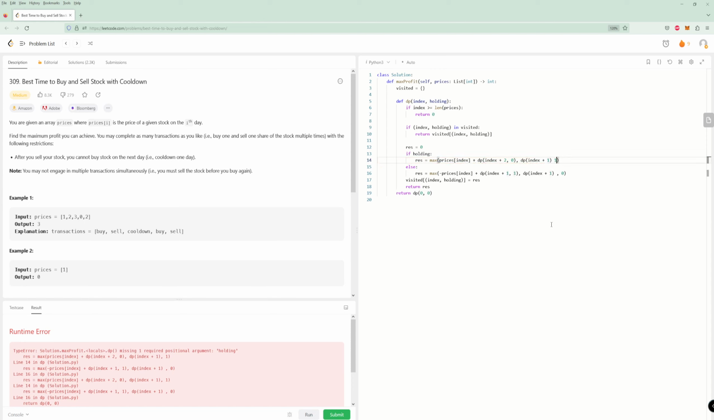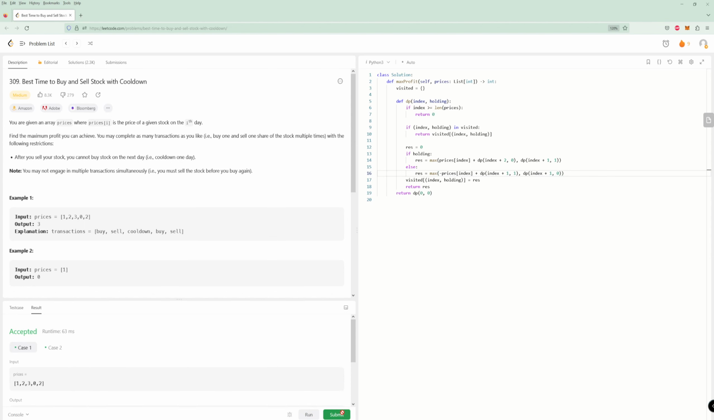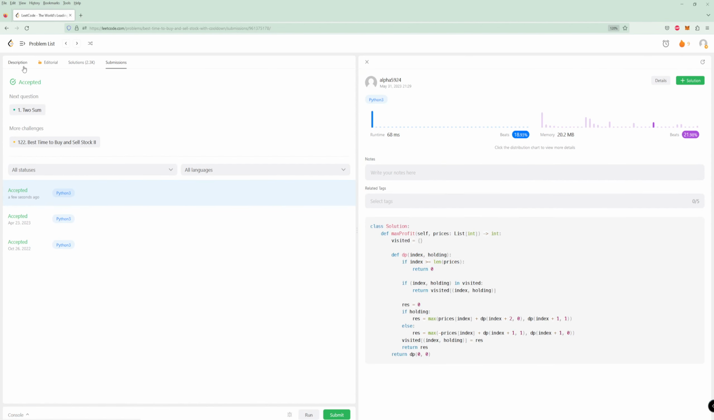Okay, let's see here. DP index plus 1. Let's see if that fixes it. Apparently not. Okay, hopefully that is it. Cool. So we have a solution.